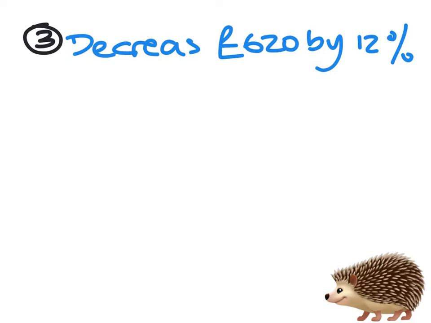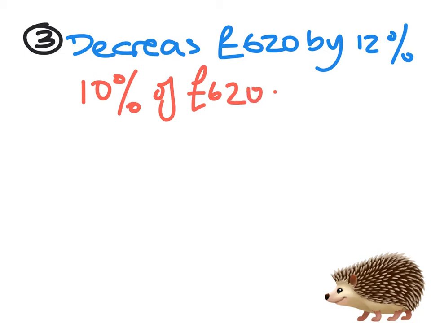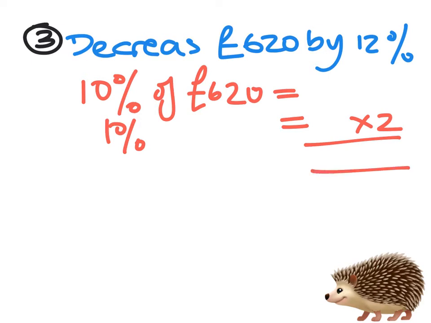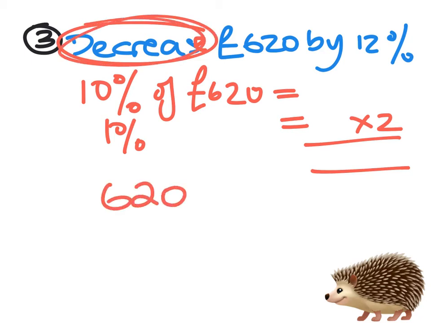Question 3, decrease £620 by 12%. So first thing we need to work out is what's 10%. So 10% of 620 is, then we get 1%. We double this, add them together, and we've got what 12% is. Now the question, if I spelt it properly, says decrease. So you take your £620, you take away whatever answer you've got for your final solution.